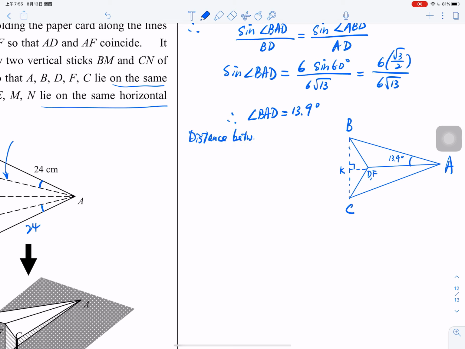So the distance between the tips of the wings, that means this distance. Okay, any idea? You can use this triangle actually, right? So do you know BK? Yeah, that means 2 times BK.